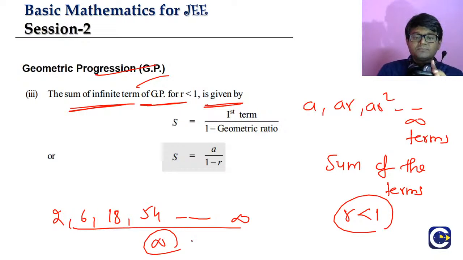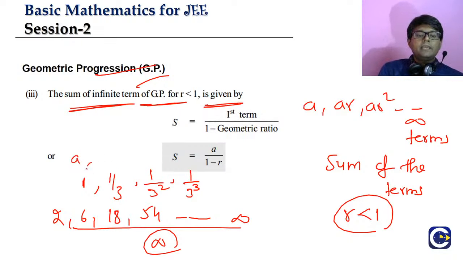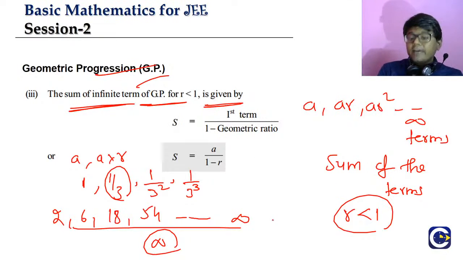So what makes more sense is when we have the common ratio less than 1. If the common ratio is less than 1, what is going to happen? I'll give you one typical series. Let's say the first term is 1, the second term is 1 by 3, the third term is 1 by 3 square, the fourth term is 1 by 3 cube. Here what is the common ratio? It is a into r. a is 1, so r is 1 by 3.